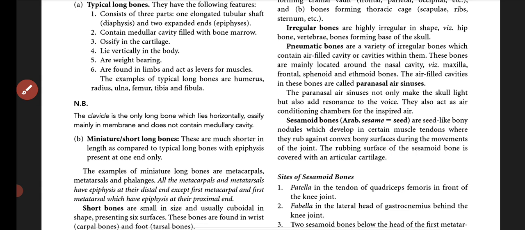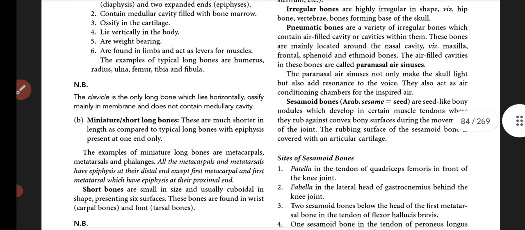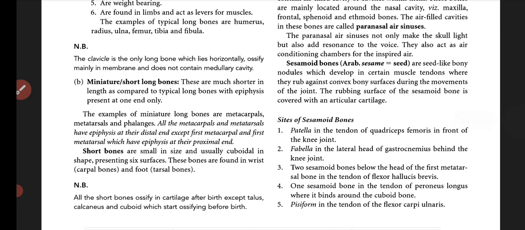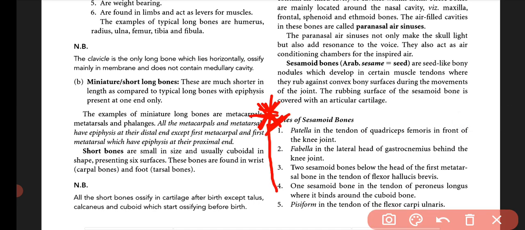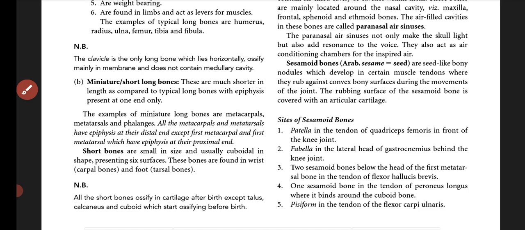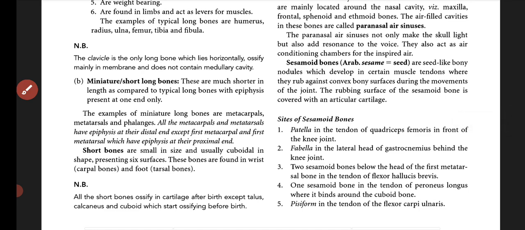Sesamoid bones are seed-like bony nodules which develop in certain muscle tendons where they rub against a convex bony surface during the movement of the joint. When the movement of the joint occurs, the muscle tendon rubs against the convex bony surface, as in the patella. The rubbing surface of the sesamoid bone is covered with articular cartilage.